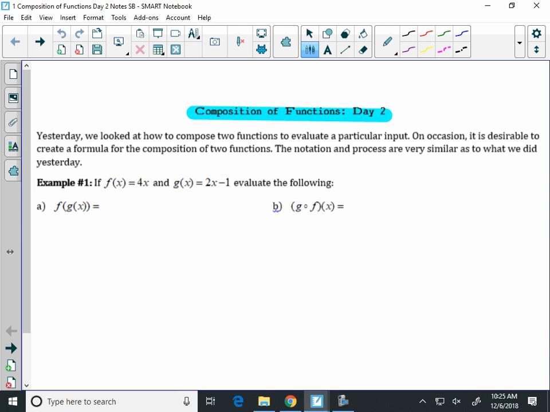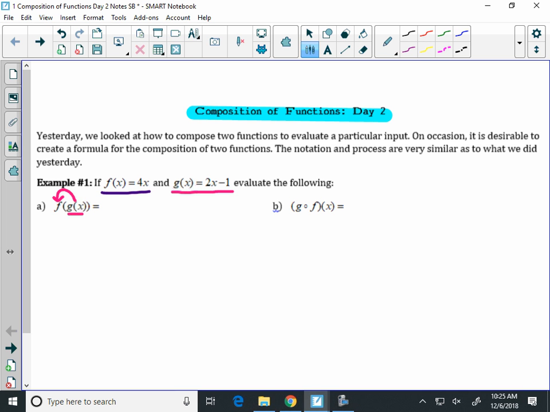So the first example says if we know that f of x is 4x and g of x is 2x minus 1. We're going to do two compositions here. In A it says find f of g of x. And we talked about this yesterday. We said that we want to take the function that is on the right, so start with the letter on the right, and you are going to put it into the function on the left.